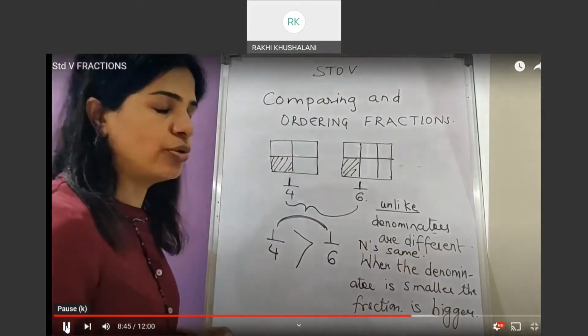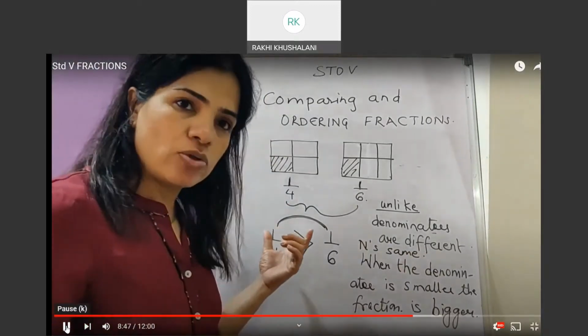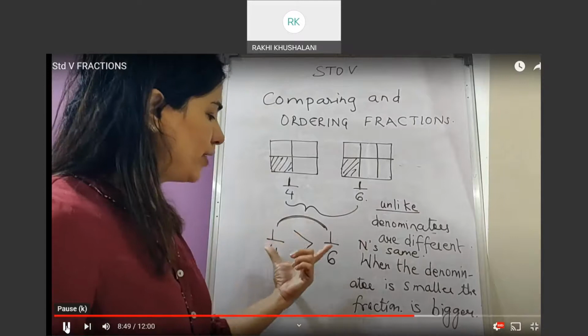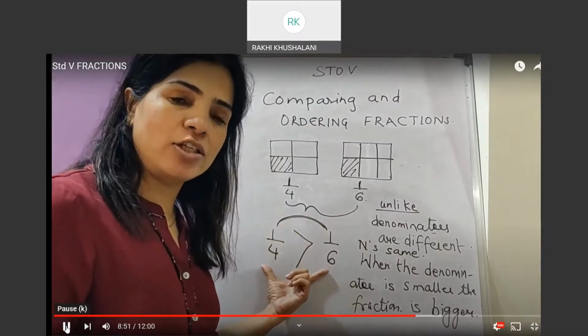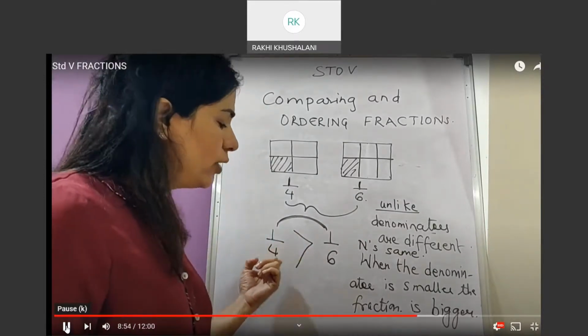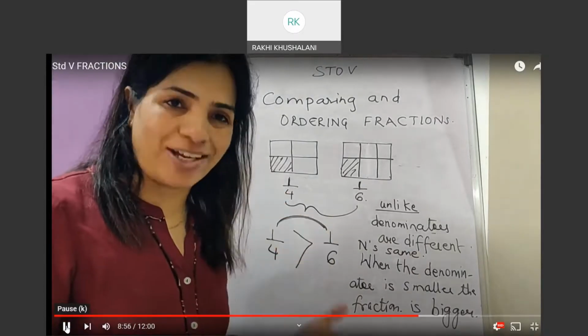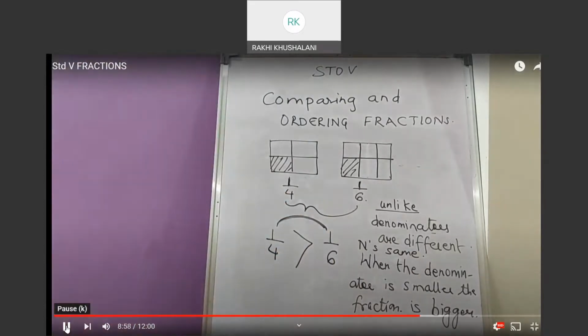the numerators are the same, we compare the denominators. The smaller the denominator, the bigger the fraction. You have to understand and write down this particular concept. When the numerators are the same, the denominators are compared, and when the denominator is smaller, the fraction is bigger, and that is well justified in the picture also.